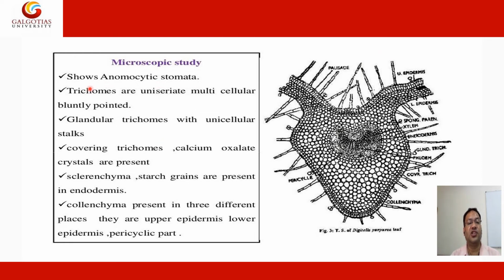Microscopic studies show anomocytic type stomata. Trichomes are uniseriate, multicellular, bluntly pointed glandular trichomes with a unicellular stalk, and covering trichomes. Calcium oxalate crystals are also present. Sclerenchyma is present in the endodermis. Parenchyma is present in three different places: upper epidermis, lower epidermis, and the pericyclic part. This is the transverse section of the leaf. Here you see the pericycle, covering sheath, phloem, glandular trichome, endodermis, upper epidermis, palisade, and each and every one of the cells.